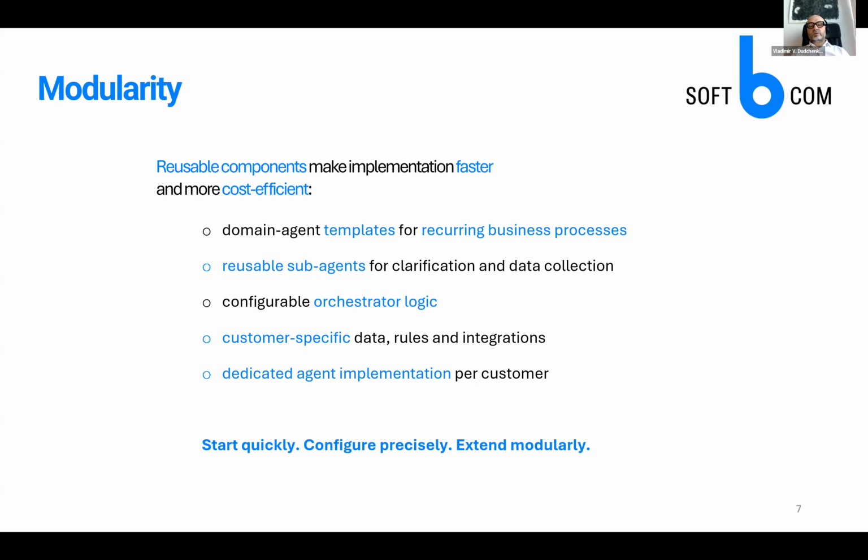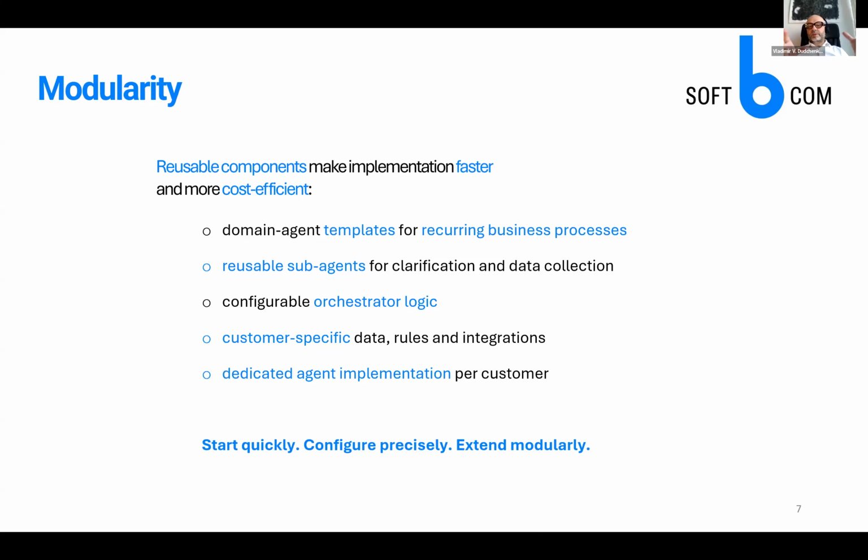For example, if an online retailer does not need an order returns process, but wants to collect quality feedback instead, this does not mean building a completely new system. It means adapting the modular structure. We will remove one domain agent that is not needed. We'll add another domain agent, adjust the orchestrator, integrate the required informational sources, which are unique for the customer, and wire the customer-specific data and the systems to the relevant agents.